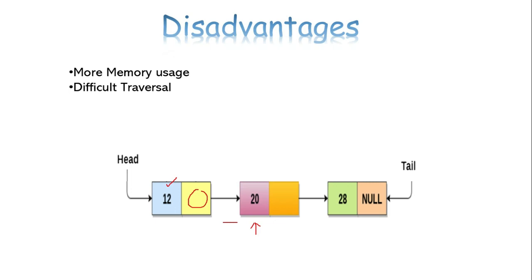The next one, backtracking or reverse traversing is difficult in the linked list. It is easier to reverse traverse in a double linked list. However, it requires more memory to store the back pointer.